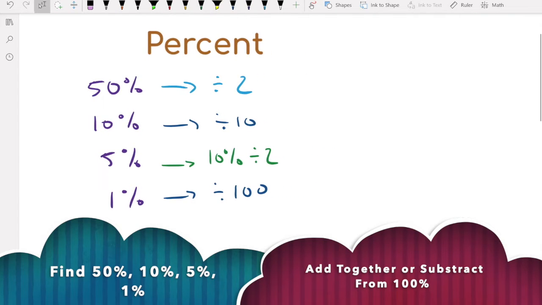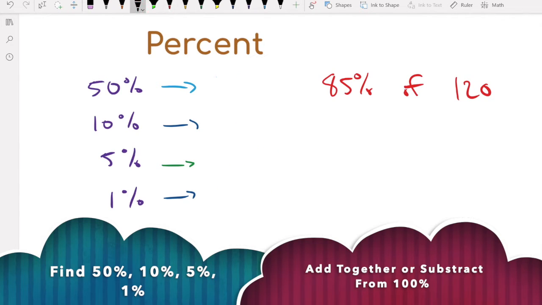So let's take a look at an example here. Say you want to find, we'll do a straightforward one, maybe 85% of 120. Okay, first let's quickly find 10%, 50%, 5%, and 1%. So 10% and 1% are super straightforward. 10% of 120 is going to be 12, and 1% is 1.2. 50%, you cut it in half, you get 60, and then 5% is half of 10%, so it is 6. So you use these numbers to do your calculation.